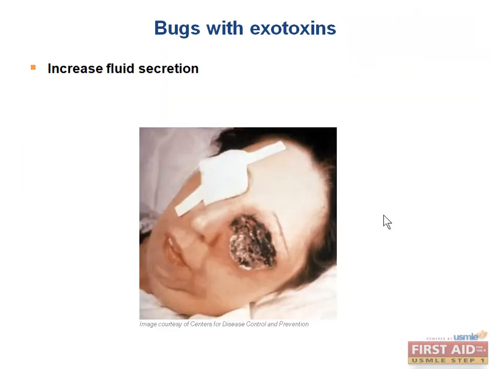This image shows a Bacillus anthracis infection of the left eye. The Bacillus anthracis toxin has two subunits, edema factor and lethal factor. In this image, the necrotic tissue that you can see is caused by lethal factor. You will also see some swelling around the eye, which is caused by edema factor.